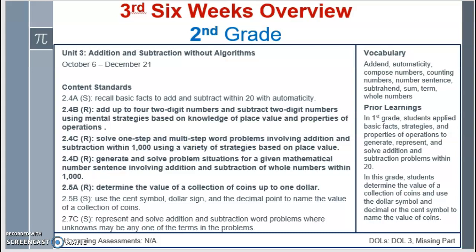And again, it's just basic facts, recalling or adding two 4-digit numbers, subtracting 2-digit numbers, mental strategies. Place value is imperative, understanding that numbers are a sum of hundreds or a sum of tens or a sum of ones. Solving 1 and 2 steps with addition up to 1,000, a variety of strategies, generating and solving those problem situations, and determining the value of a collection of coins. We have our academic vocabulary right there and some prior learnings. I won't spend too much time on this because you've been working on it already, but that is the very end of Unit 3.